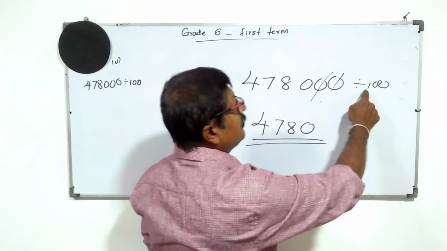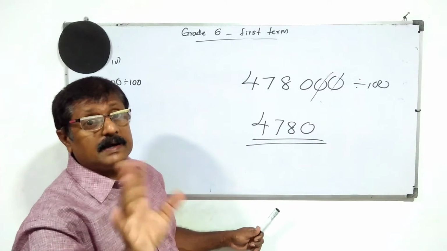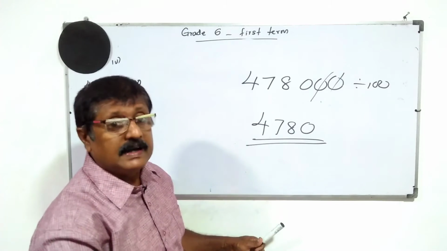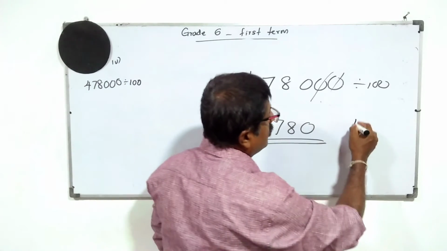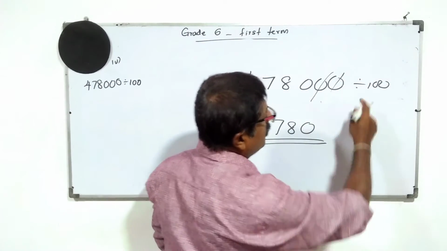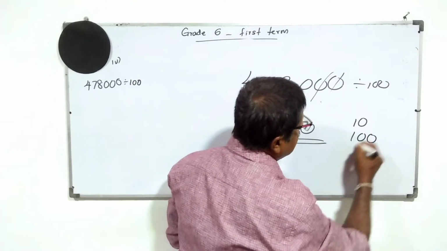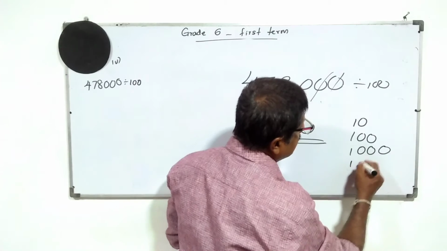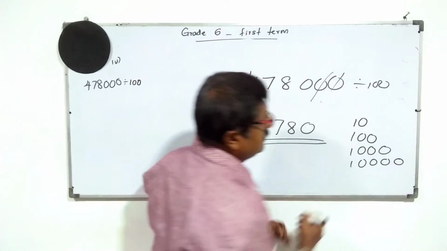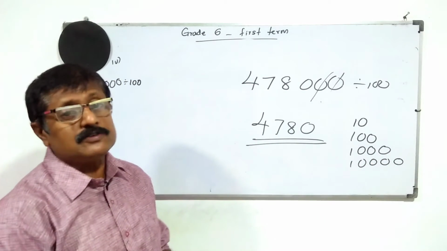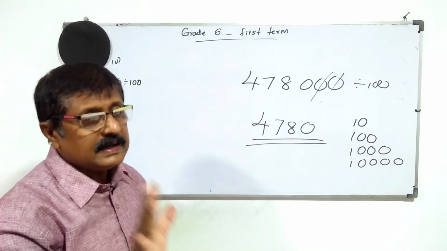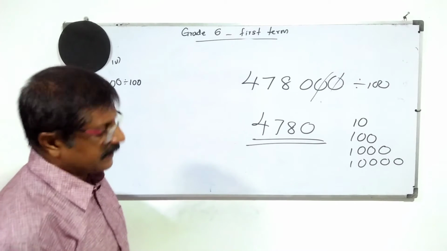But if this was 2 or any other number, you can't do this. It must always be 1. What are these numbers? You can do this for multiplication and division by 10, 100, 1000, 10,000. This type of 1 and 0 numbers only, not for any other numbers. Alright.